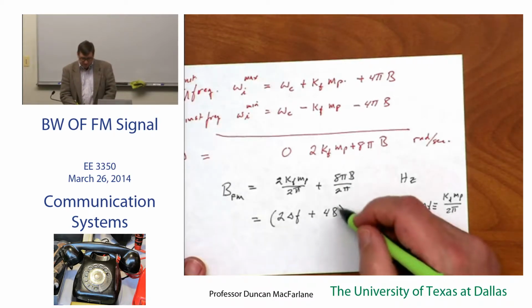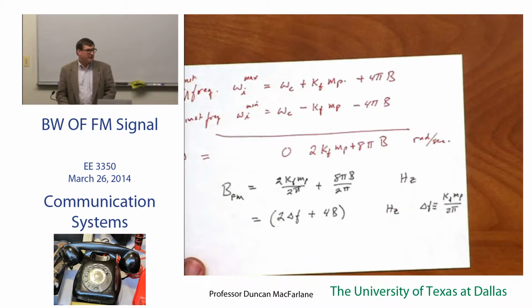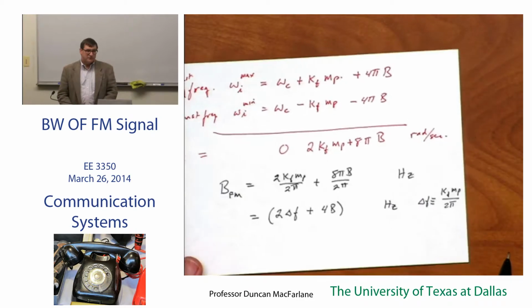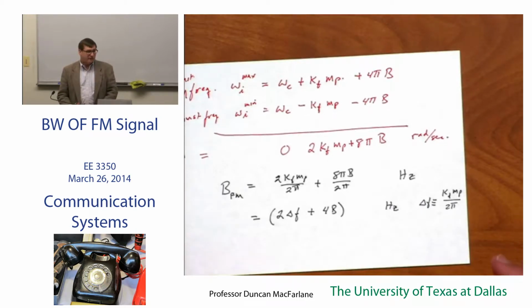Then I add in an additional bandwidth to account for the signal itself. And that's what this term is here. So this term could be fairly large, and this one could be moderate, depending on what k sub f is.